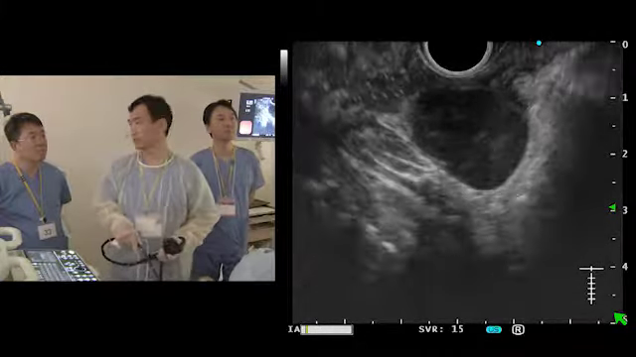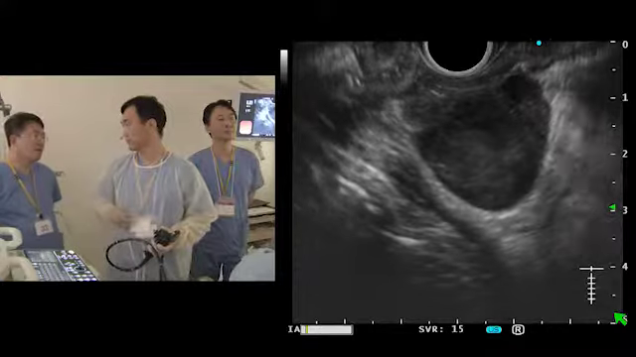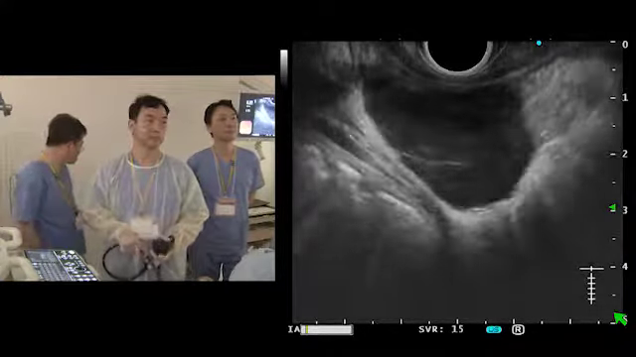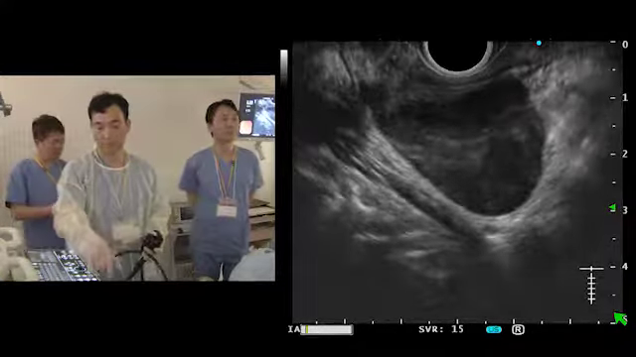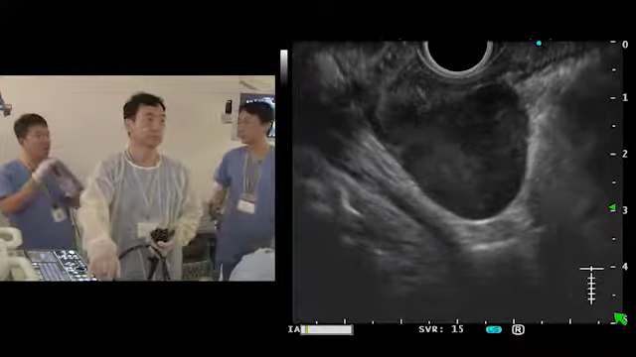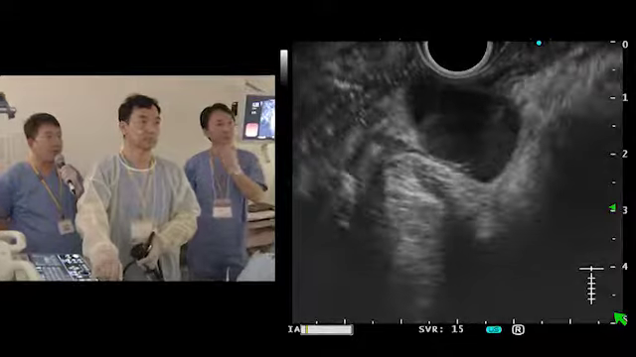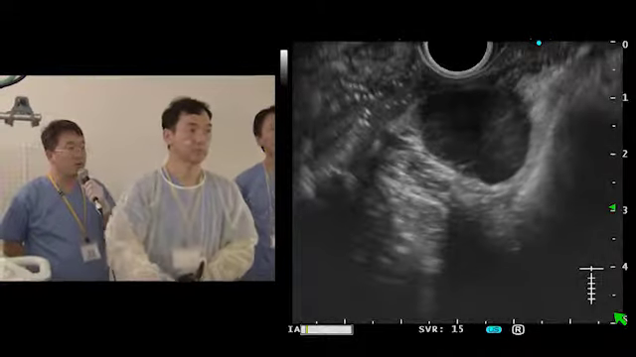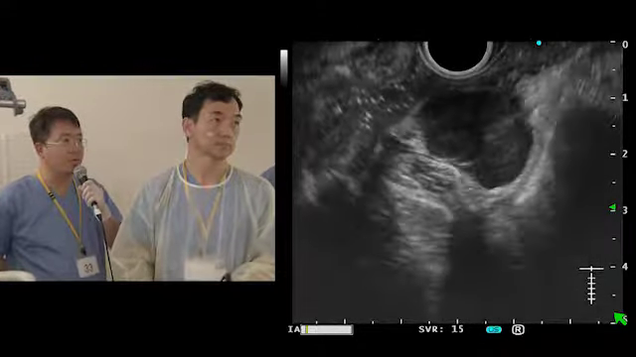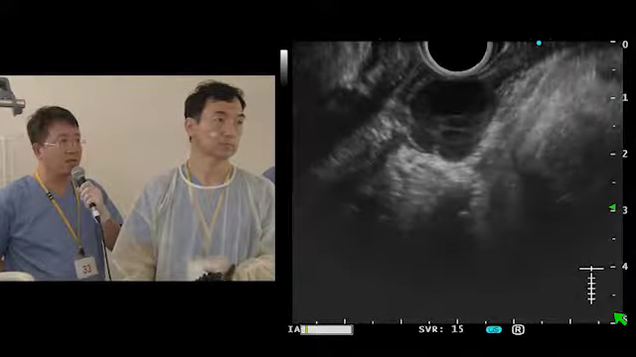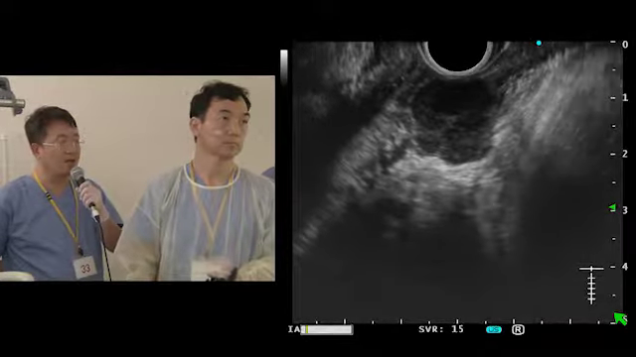Now, what would you suggest? What should we do first? Yeah, go ahead, Dr. Wang. I think the size, as we measured now, is up to 3 centimeters. Of course, for an esophageal tumor from the fourth layer, most cases are leiomyoma.